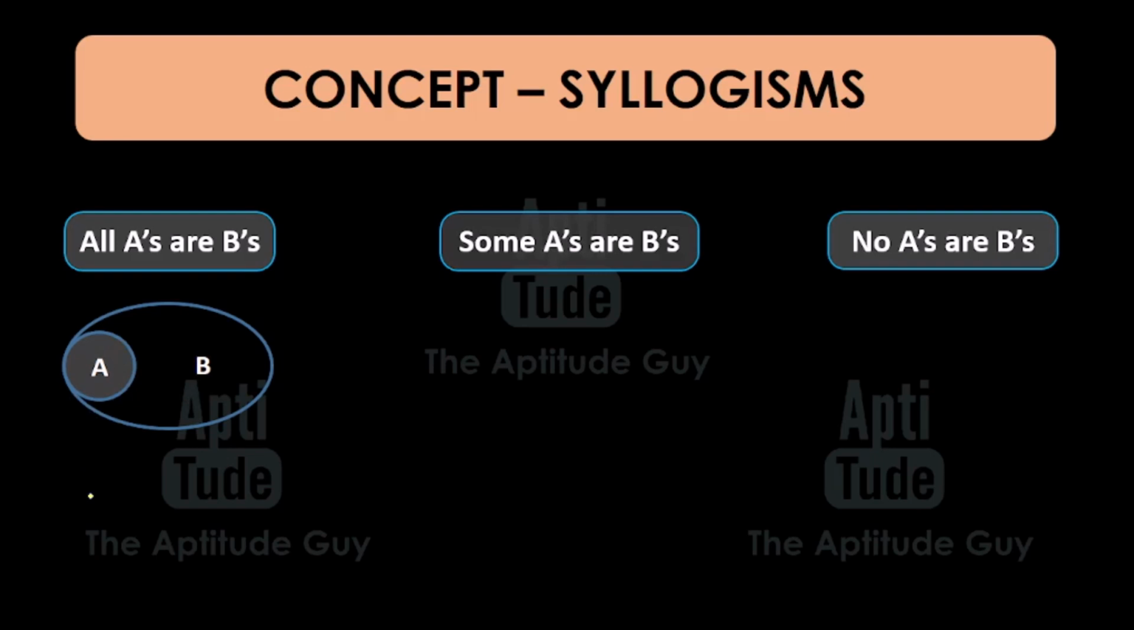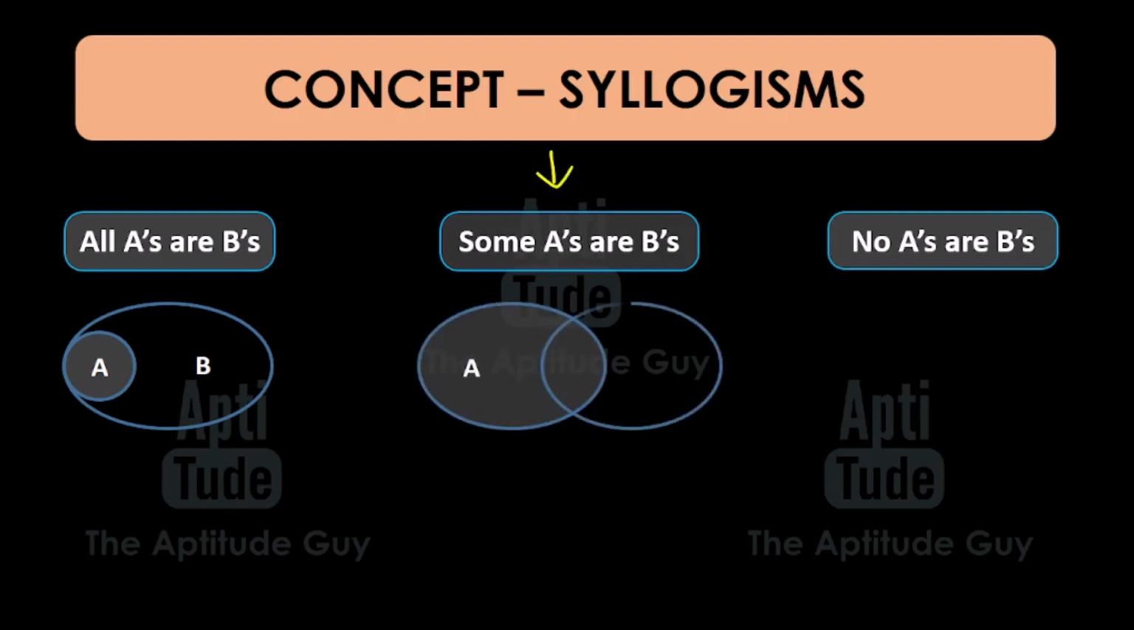Okay. Similarly, some A's are B's. How will you draw that? We have A over here and we have B over here. That's it. Some A's are B's right here. Now here some A's are not B's, here some B's are not A's. But in the middle, some A's are B's definitely.